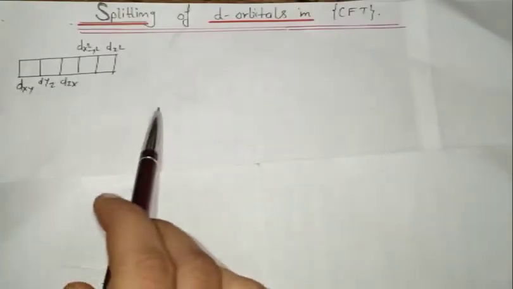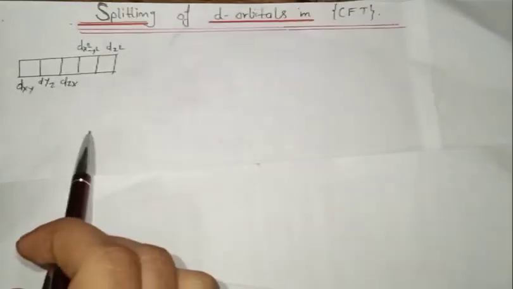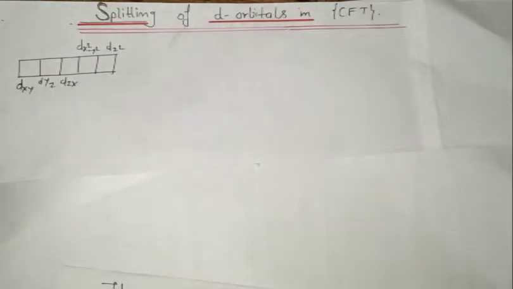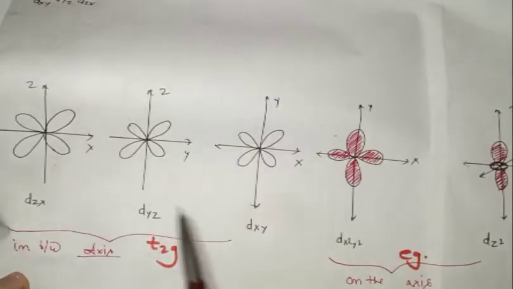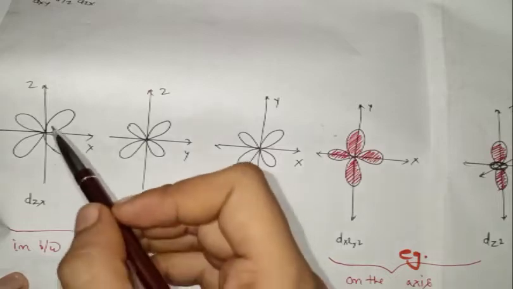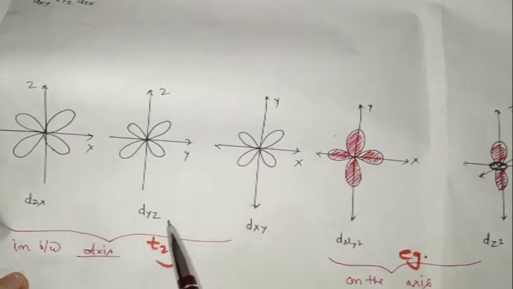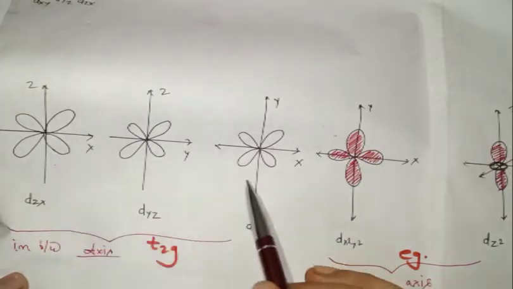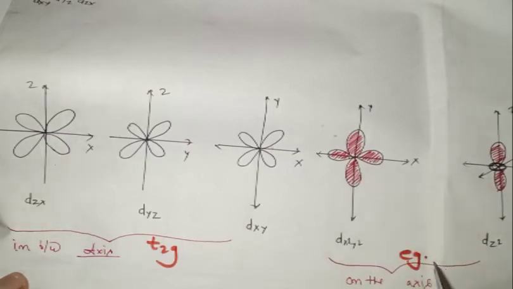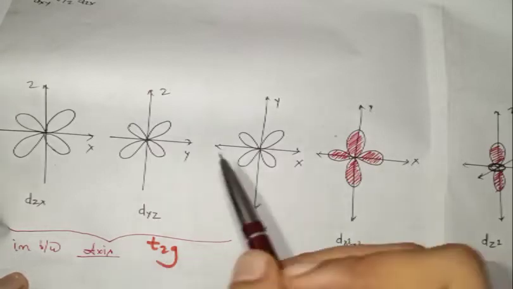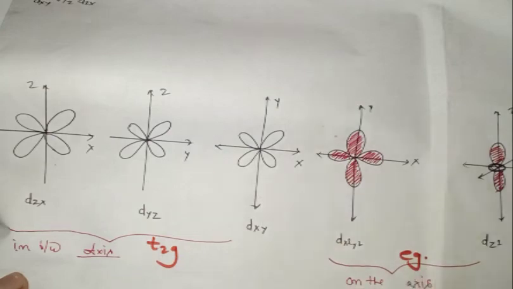So firstly we will check the orientation of d orbitals. There are 5 orbitals present in the d subshell, as you are already aware. Let's check their orientation. In these 5 orbitals, these 3 that are called t2g are in between the axes: dzx, dyz, dxy. And 2 that are called eg are on the axes: dx square minus y square, dz square. For the splitting, it is a must to remember that t2g is in between the axes while eg is on the axes.